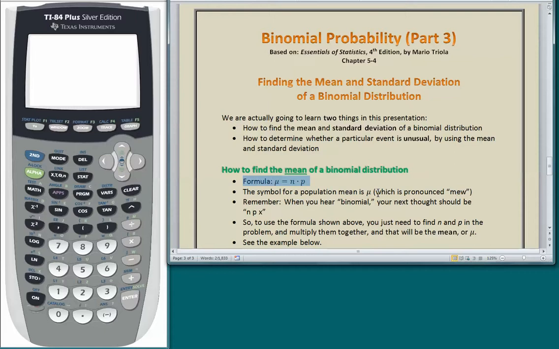And the formula for the mean is n, how many values are in whatever you're talking about, times p, the probability or the percentage. If you remember from the previous presentations on binomial, whenever you hear the word binomial, your next thought should be n, p, x. This is the same n and p that we were talking about with that rule. So to use this formula, you just need to find n and p in the problem and multiply them together. That result will be the mean, which we call mu. And we're going to see this in an example below.